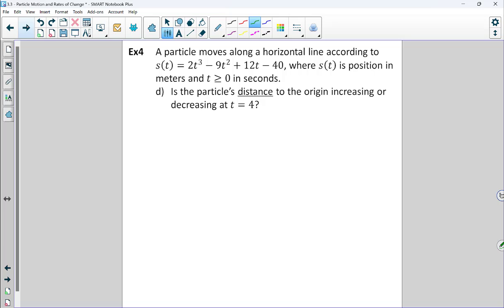Is the particle's distance to the origin increasing or decreasing at t equals 4? So distance to the origin at t equals 4, if I consider a number line, again, we're starting at 0, 1, 2, 3, 4. So since the horizontal is time, let's talk about up and down representing distance to the origin. So if the object is moving up, then we're moving away from the origin. If we're moving down, then we're moving towards the origin. But keep in mind, that assumes that we started with a positive position. If we started with a negative position and we're moving up, then we're moving towards the origin.